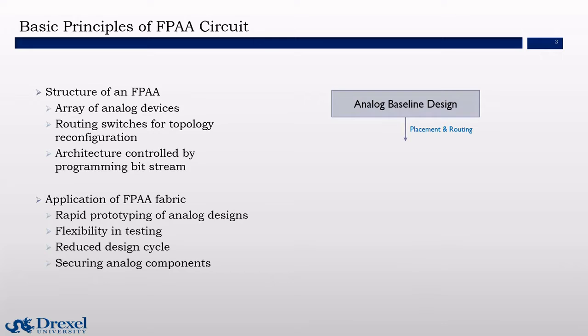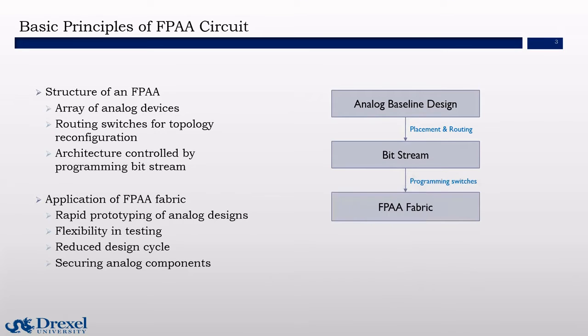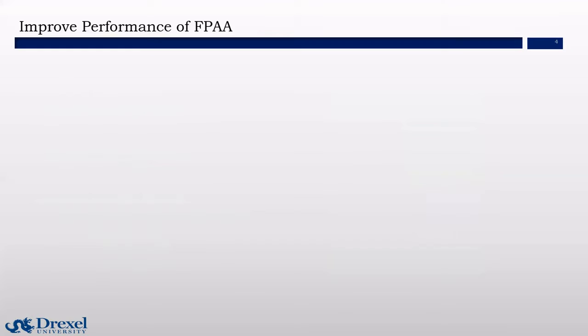On the right side is the design flow for the FPAA. Start with the analog baseline design. A bit stream is generated according to the placement and the routing algorithms. Then the bit stream is fed into the FPAA fabric, and the FPAA is programmed into various analog designs.